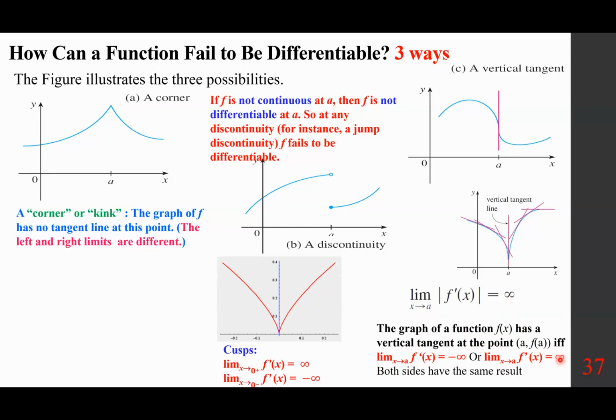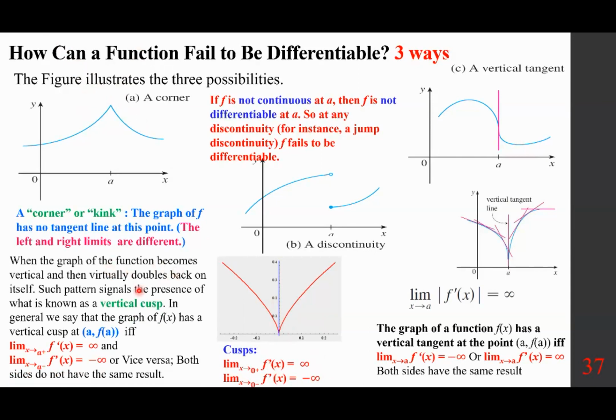A cusp occurs when the limits of f prime of x as x approaches 0 from the right and from the left are different. One is infinity, one is negative infinity. It looks like a sharp corner, but it's slightly different, because if it continues, it becomes vertical, whereas with a corner, one side continues this way and the other goes that way. In a cusp, both of them continue down.